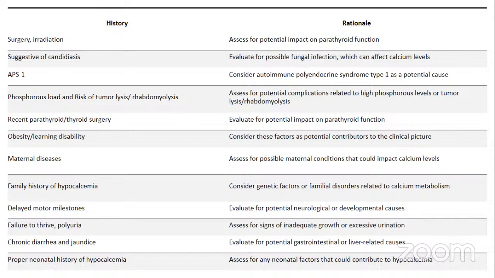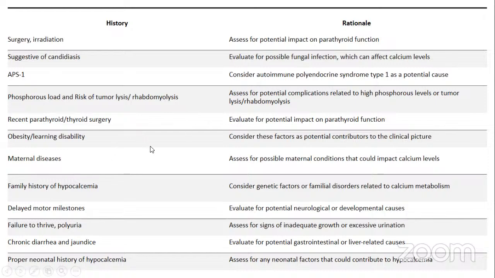Most of these may not be relevant for newborn babies, but in children with hypocalcemia, some of these aspects in history might be relevant. For example, history of surgery, which can potentially impact the parathyroid function, for example, surgery performed on the thyroid gland or irradiation for thyroid, or history suggestive of candidiasis, which can indicate some syndromes where hypoparathyroidism can coexist with candidiasis. So autoimmune polyendocrine syndrome type 1 can be a potential etiology when there is history suggestive of candidiasis.